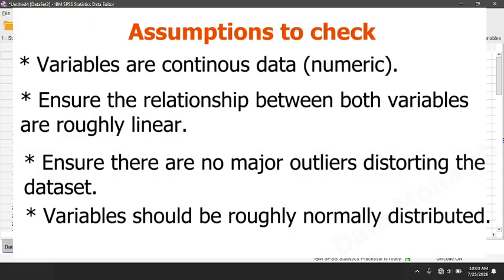The second assumption is to ensure that the relationship between both variables is roughly linear. Third assumption is to ensure that there are no major outliers distorting the picture, which is distorting the variable. The last assumption, variables should be roughly normally distributed. So we are going to check some of the assumptions.